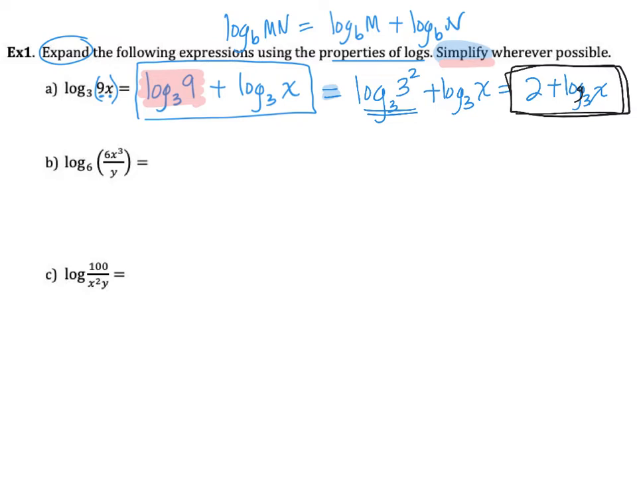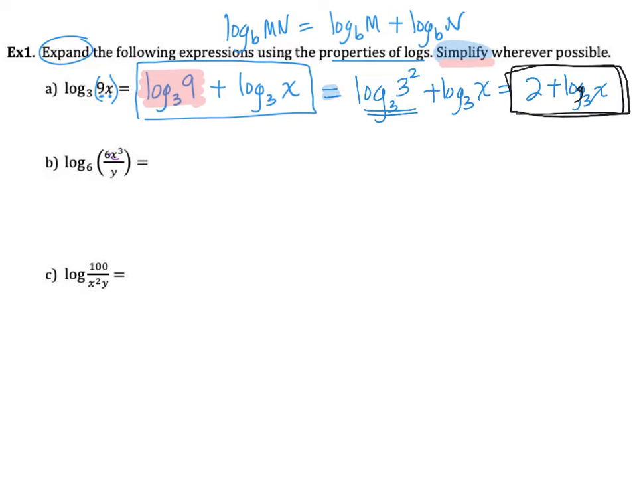I'm going to do the second one, letter B, and then I want you to pause and try letter C on your own. You can pause now and try letter B on your own. If you want to, please, by all means, do that. But recognize here that you have 6 times x cubed, and then you're dividing it by y.